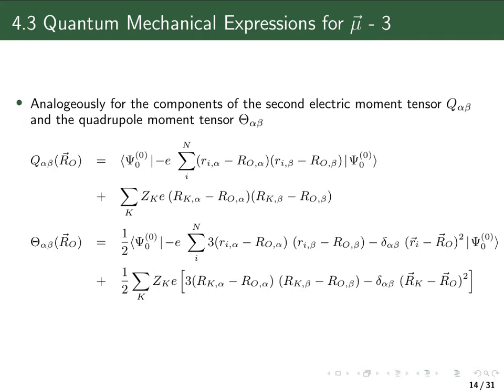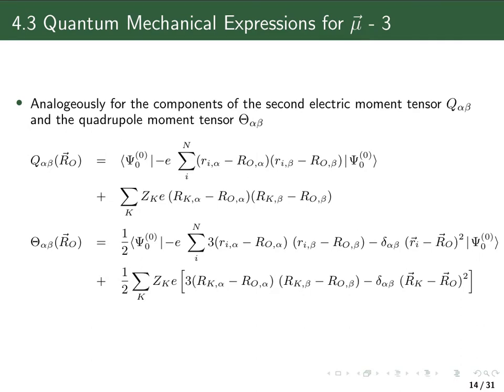And the electronic part, where I had the electronic charge distribution, I again insert the expectation value of the density operator for the electronic charge distribution and do the integration over all space with the Dirac delta function, and I get this expectation value here, where one could call this operator in the middle the second electric moment operator, and this one here one could call the quadrupole moment operator.